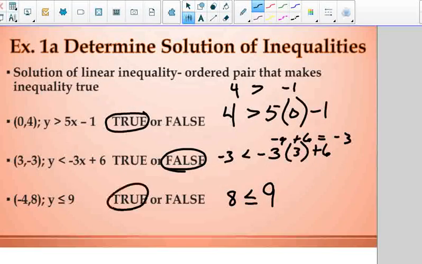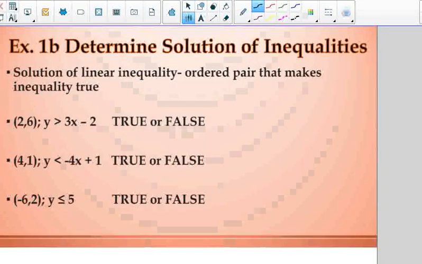That is true. So here we saw 3 different examples of where we plugged an ordered pair into the inequality to determine if it's true or false. Next slide you may do yourself to practice some more.